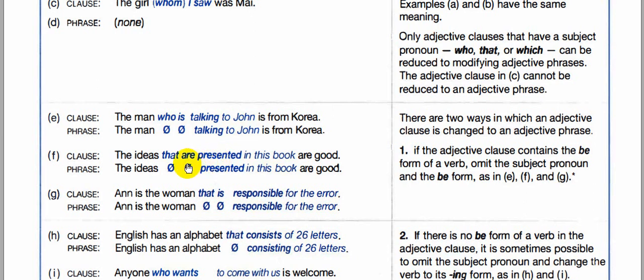تمام؟ إذا أول حاجة تعمل فيها تحذفي relative pronoun، حيكون في عندك verb to be هتحذفي. شوفي example C هنا. Anne is the woman that is responsible for the error. Which tense is this? This is present simple. That is responsible for the error. Present simple with verb to be is, which is here. Okay. تمام. حلو. حذفنا that. حذفنا is. إيش صارت؟ Anne is the woman responsible for the error. Okay. So that is responsible for the error is an adjective clause. Responsible for the error is an adjective phrase. تمام. Got it? حلو. تمام.